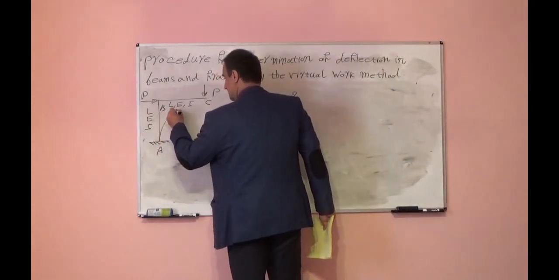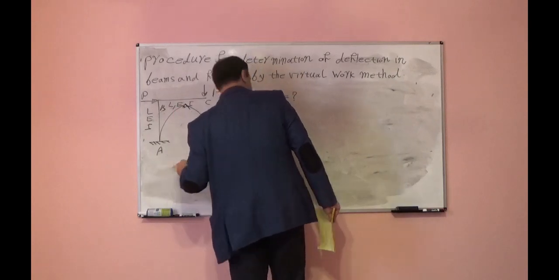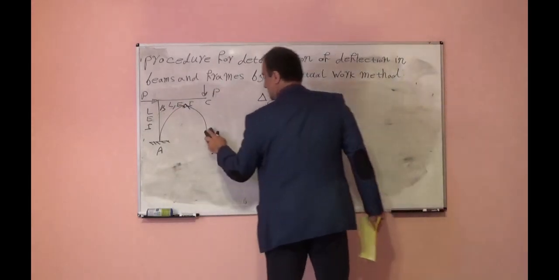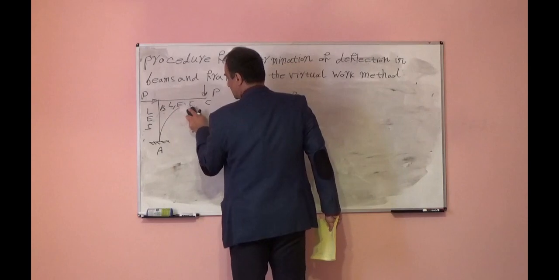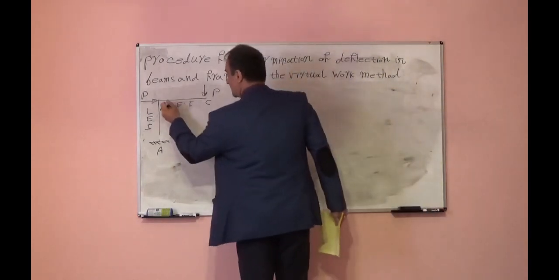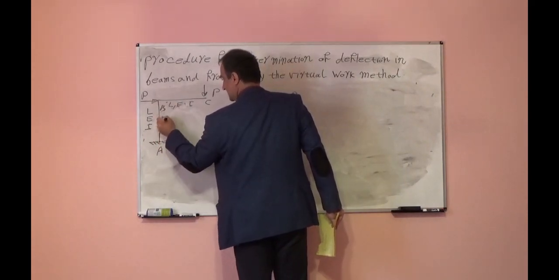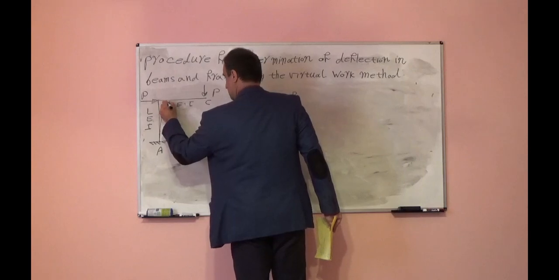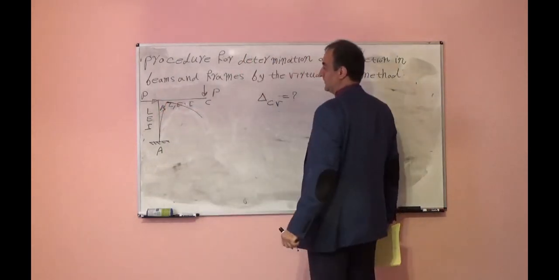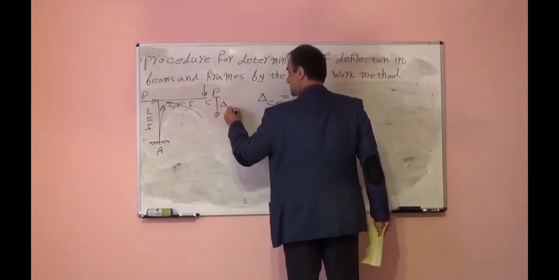This part will deform like this. This will remain 90 degrees. This will bend like this. Of course, I exaggerate a lot, so let's make it a little bit smaller. Point B will transfer here, and then this will remain 90 degrees, and this will bend like this. What is delta C?